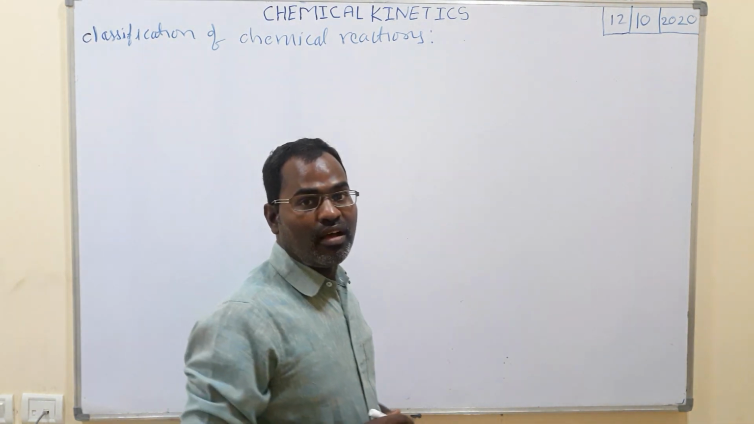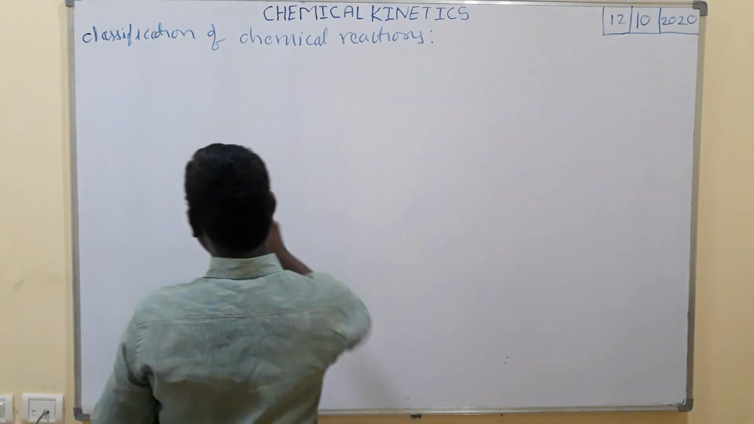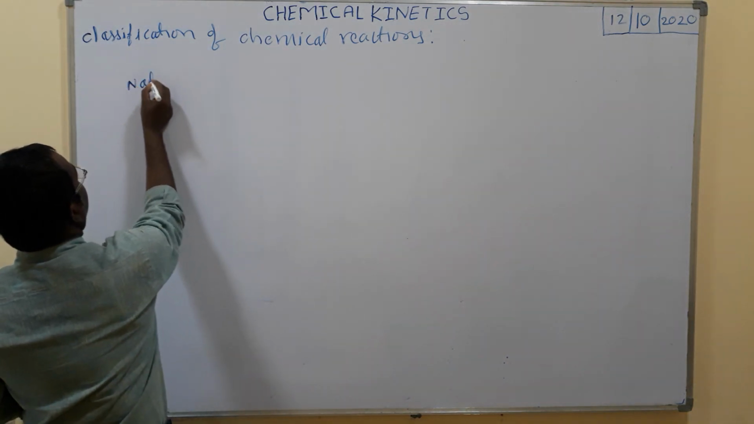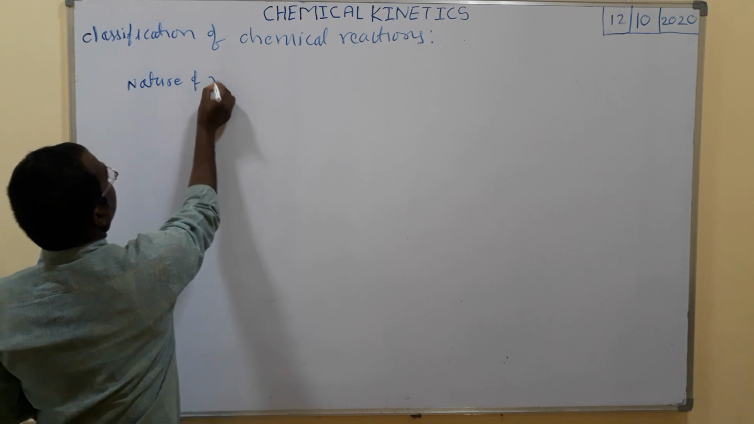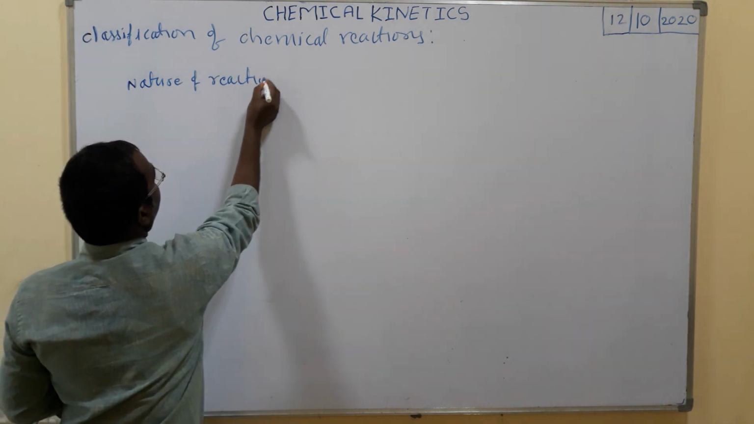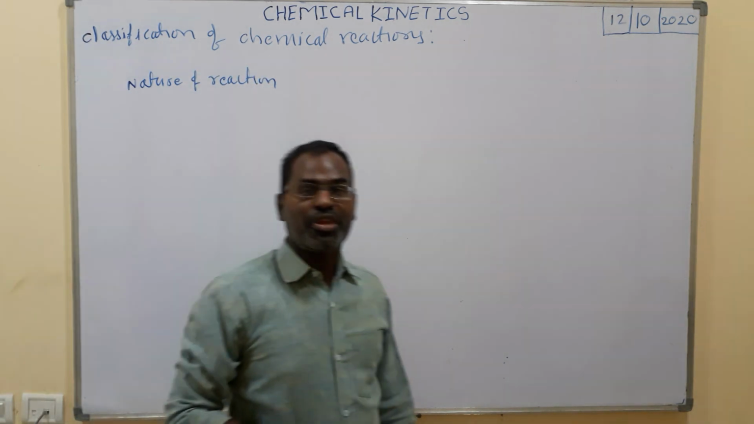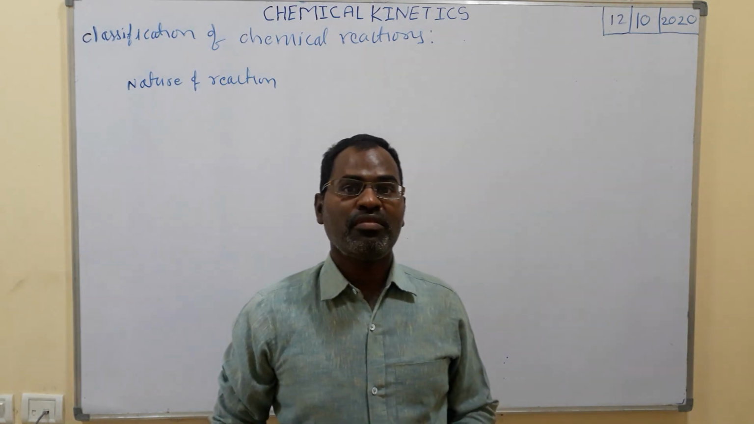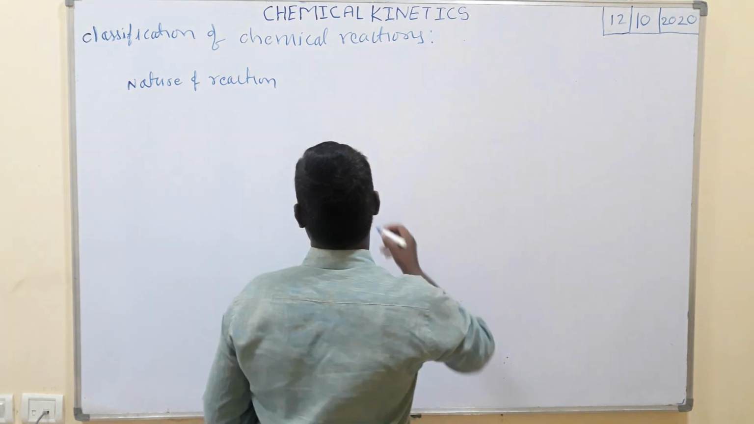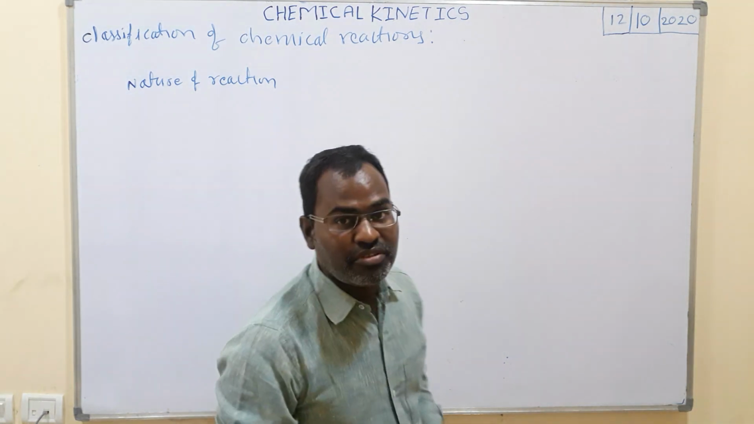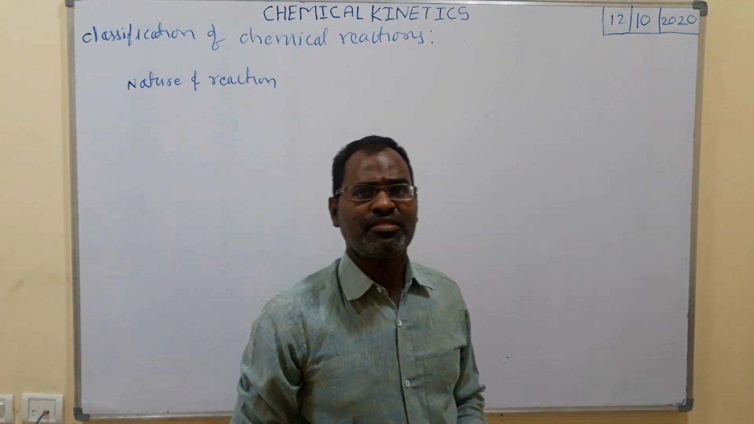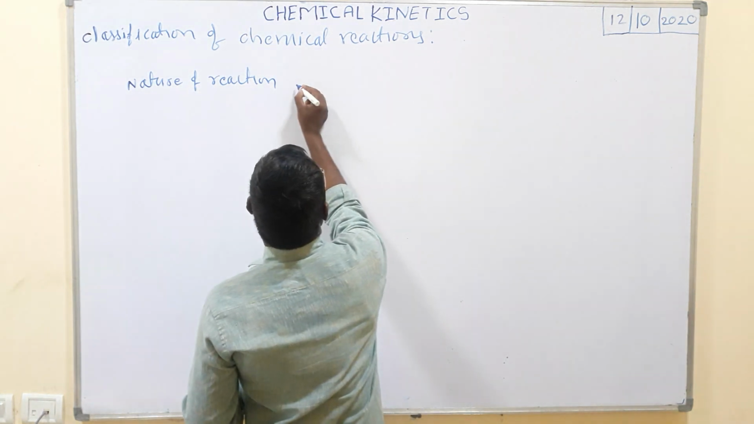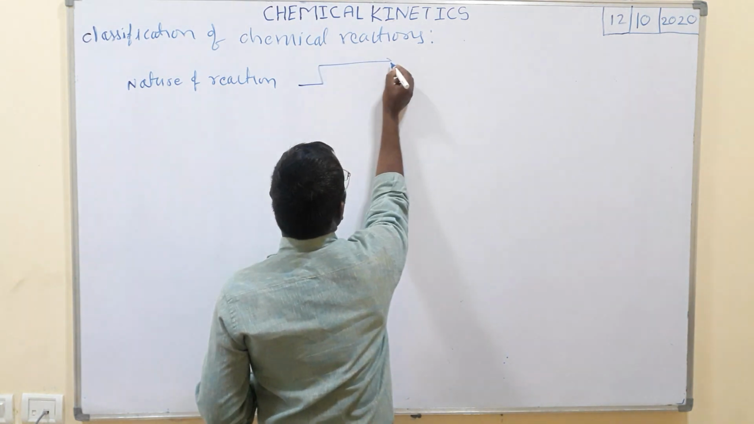The first factor is nature of reaction. On the basis of nature of reaction, chemical reactions are divided into five types.